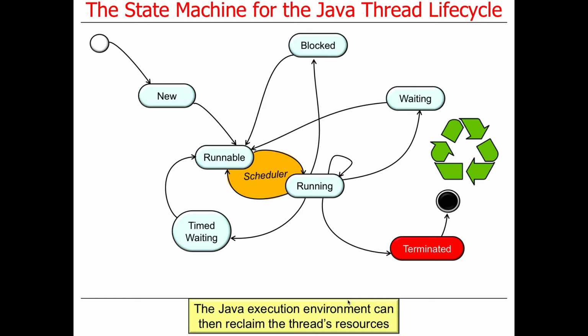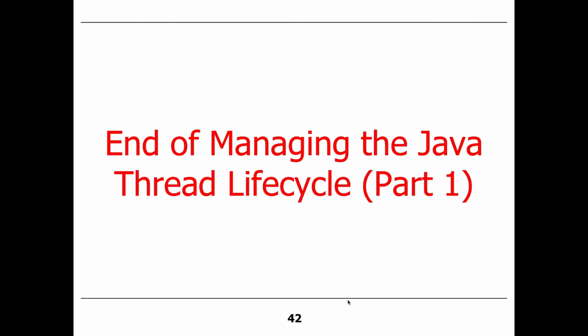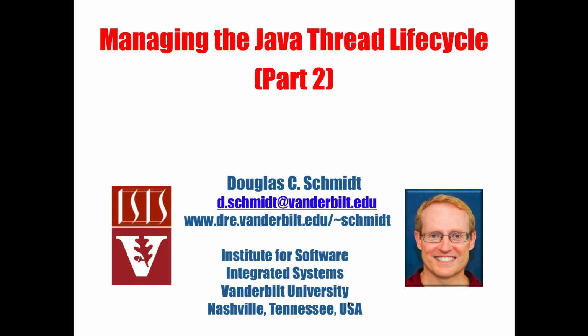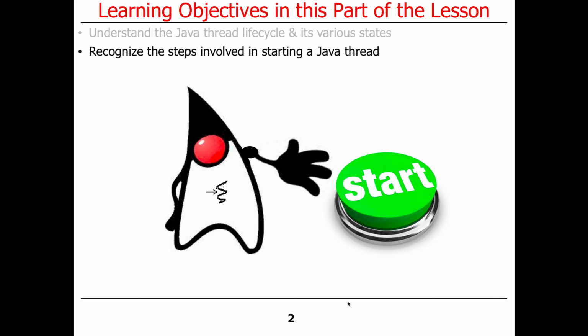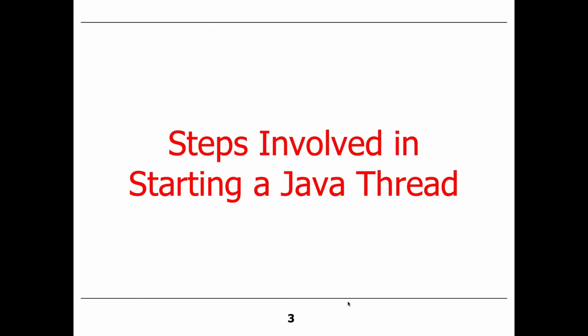So I'll show you another view of that in a second. But the key thing to remember from this discussion is that threads are not super inexpensive. They cost you something. So now that we've talked a bit about the thread lifecycle stages, let's spend some time talking about the detailed steps involved in starting a Java thread. And then that way we'll cover stopping Java threads on Monday.